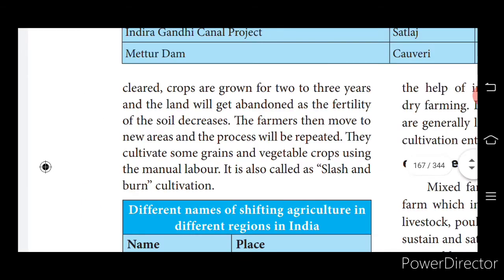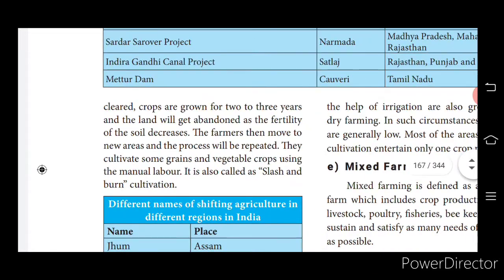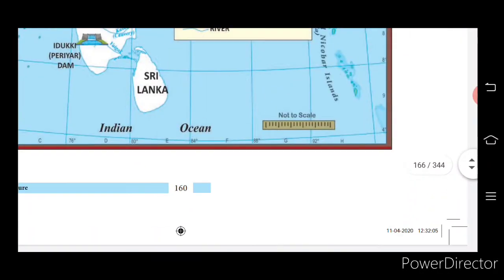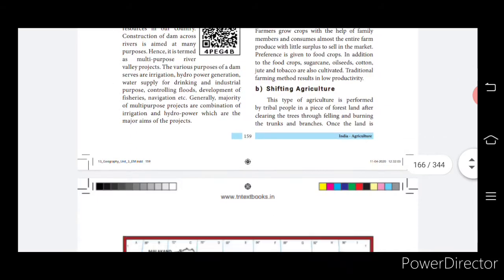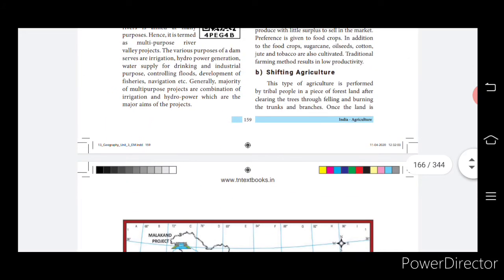They will be burning the land after removing the crops, which decreases the soil fertility. Okay, that is called shifting agriculture. The agriculture crops will be shifting.